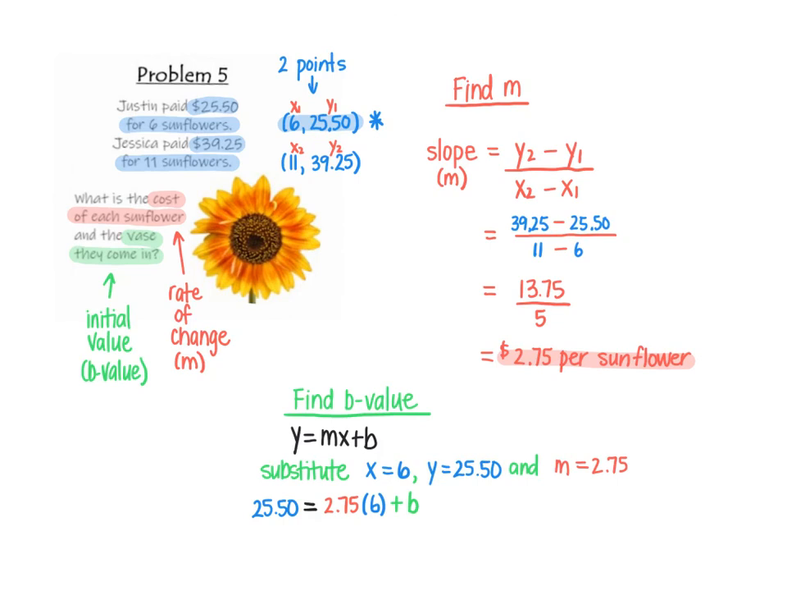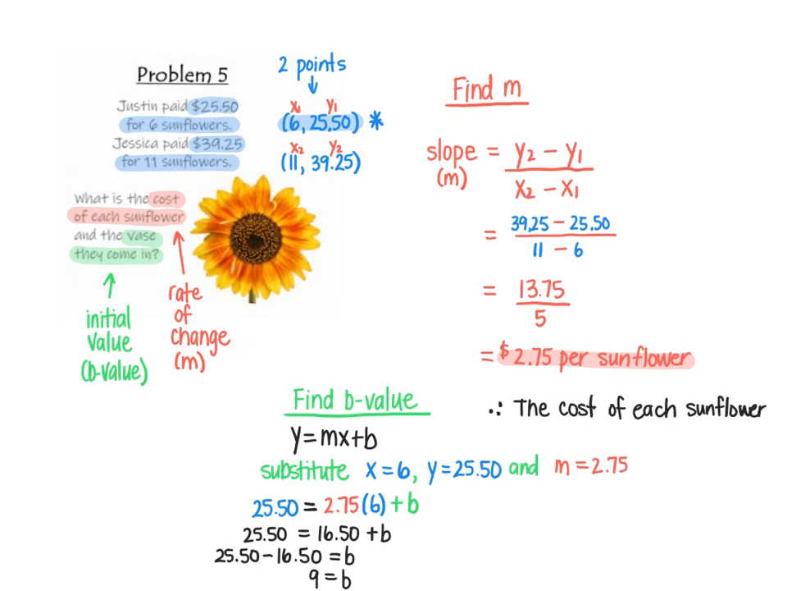Multiplying 6 by $2.75 will give us $16.50. And when we subtract that from $25.50, we will get $9 for the cost of the vase. So we can conclude that the cost per sunflower is $2.75, and the cost of the vase that they come in is $9.